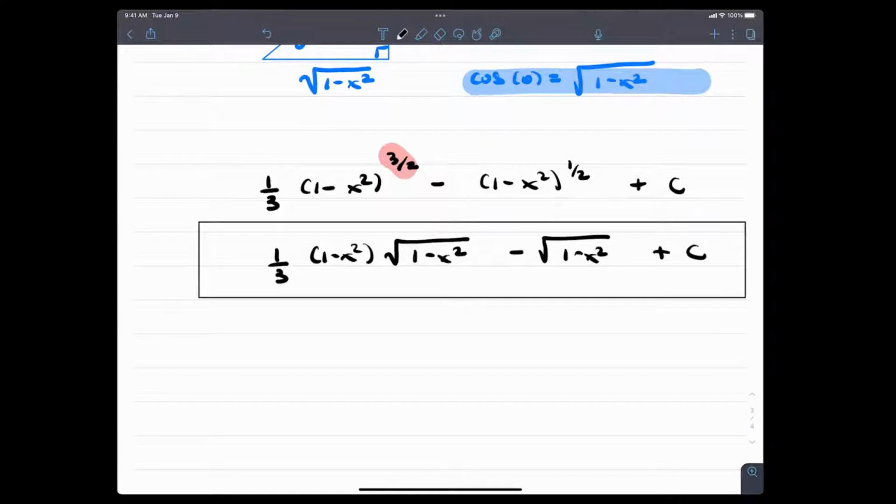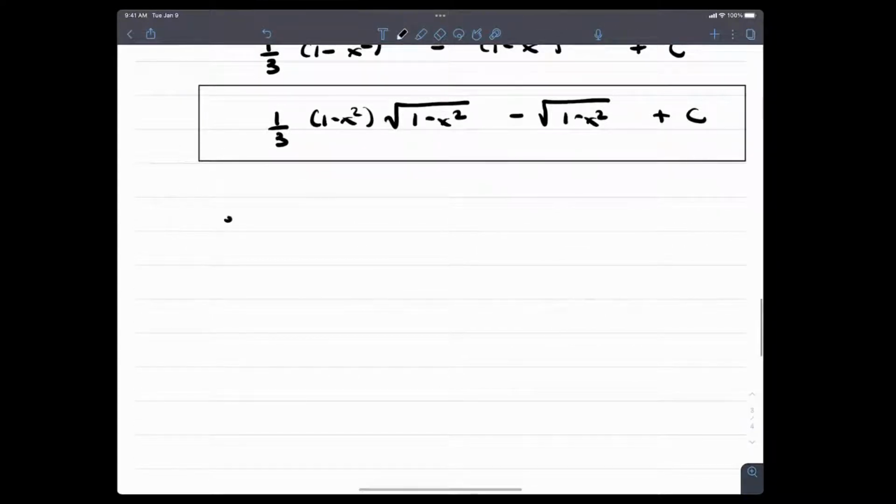All right, let's do another example of case one, okay? This is a case one example, right? It's going to be kind of straightforward. Integral of square root of 4 minus x squared dx here.